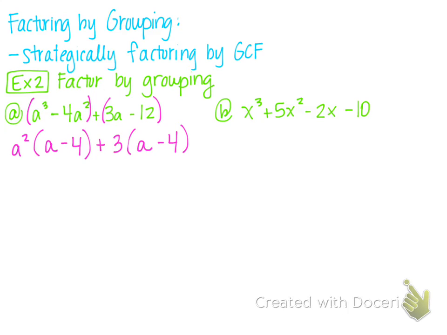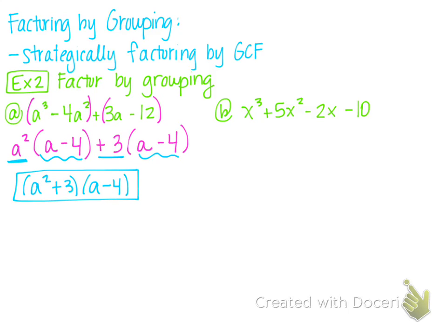So now, here's how you're going to write your terms. A squared plus 3 is a term. And then the other term is just a minus 4. And we have factored that by grouping. Now let's look at B. On B, we're going to run into some issues with some signs, and I'm going to teach you how to handle that.